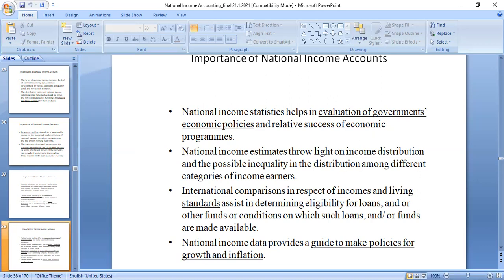So also these national income accounts help us to determine the standard of living, right? The living standards of these different sectors, and also it will determine the sectors that are eligible for loans and other funds. Of course, after looking at these figures, you will know which sector is not faring well, and maybe the government needs to invest in it, right? And then also the national income data guides the government in making policies for growth and inflation.